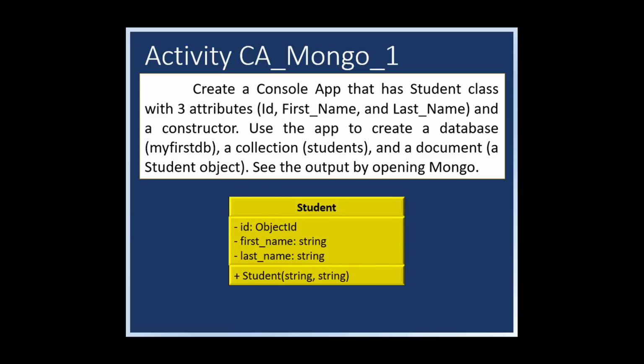In our activity, we will create a console app that has a student class with the three attributes ID, first name, and last name, and a constructor. Notice that the constructor has only two string parameters because we will use the automatic default object ID from MongoDB. Use the app to create a database MyFirstDB, a collection students, and document a student object.